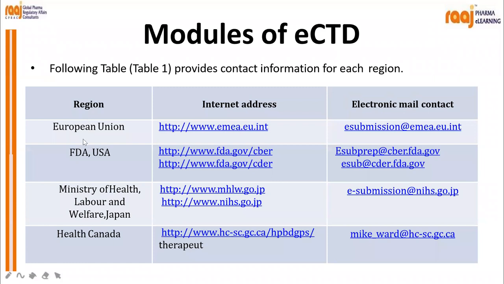So for the European Union, FDA, Japan, Canada, you will see all this contact information. This table provides contact information for each region. How do we submit this eCTD?